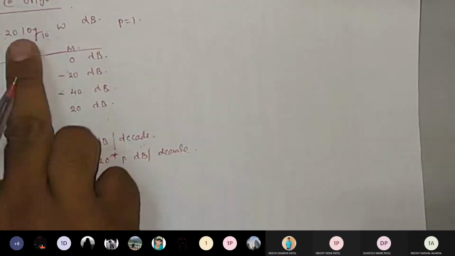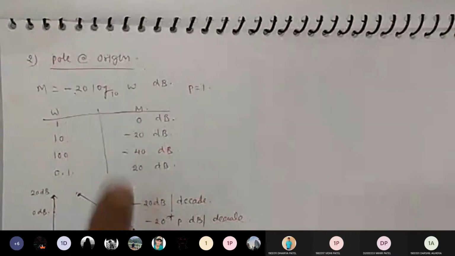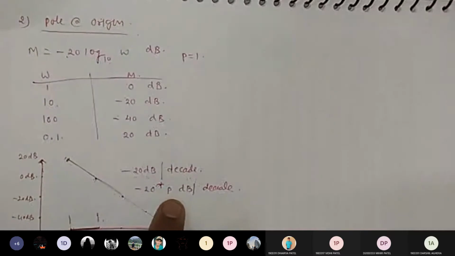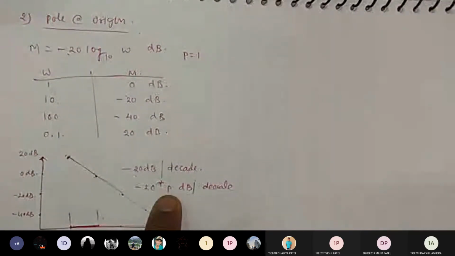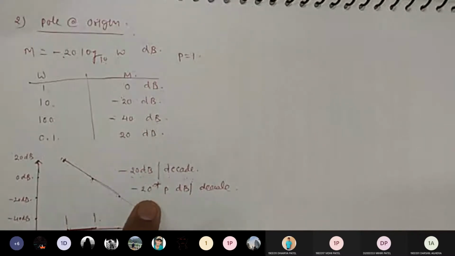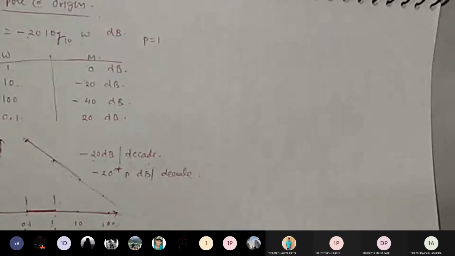The contribution made by pole at origin will be minus 20 into P dB per decade. P is equal to 1, so the answer is minus 20 dB per decade. If P is equal to 2, it will be minus 40 dB per decade.